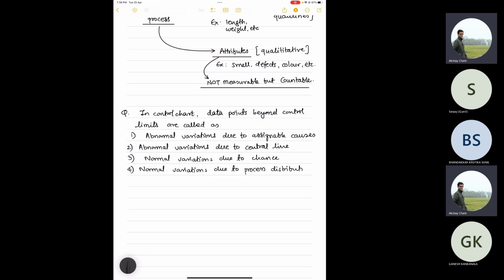If you had paid attention to whatever I just said for the last 5-10 minutes, you will easily understand what this answer should be. Can anybody give the answer? Maybe you can type it out. I can see the text now.